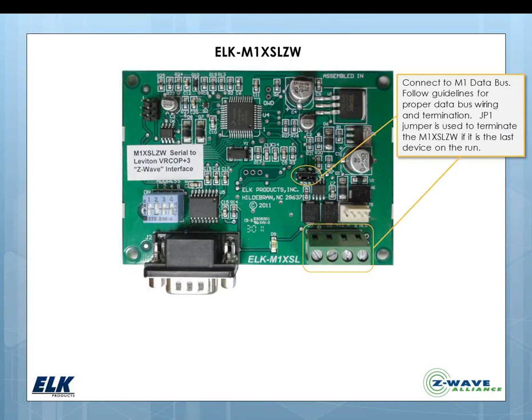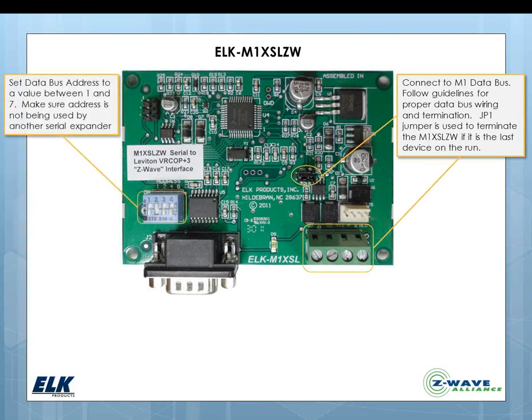And just going to quickly point out a few things about the layout of the board just to familiarize you with it. We've got here on the right side your green screw terminals for your power and data on the data bus, and then I've also pointed out where the terminating jumper is in case you need to terminate that device. We have our dip switch settings, which set the address of this device. Now it is a serial expander type device.